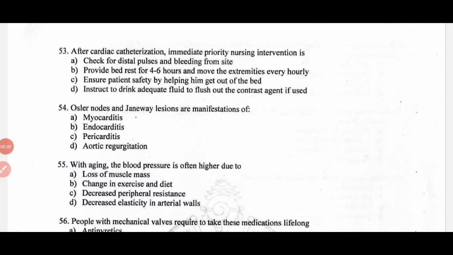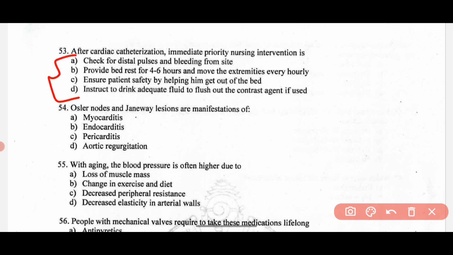The next question is, after cardiac catheterization, the immediate priority nursing intervention is. Here the keyword is after cardiac catheterization, the priority nursing intervention. Here they are asking about the priority. So usually if they are asking about priority, all four options will be right, but among the four options we have to select the priority one. Four options they have given: check for the distal pulses and bleeding from the site; provide bed rest for 4 to 6 hours and move the extremities every hour; ensure patient safety by helping him get out of the bed; instruct to drink adequate fluid to flush out the contrast agent if used.